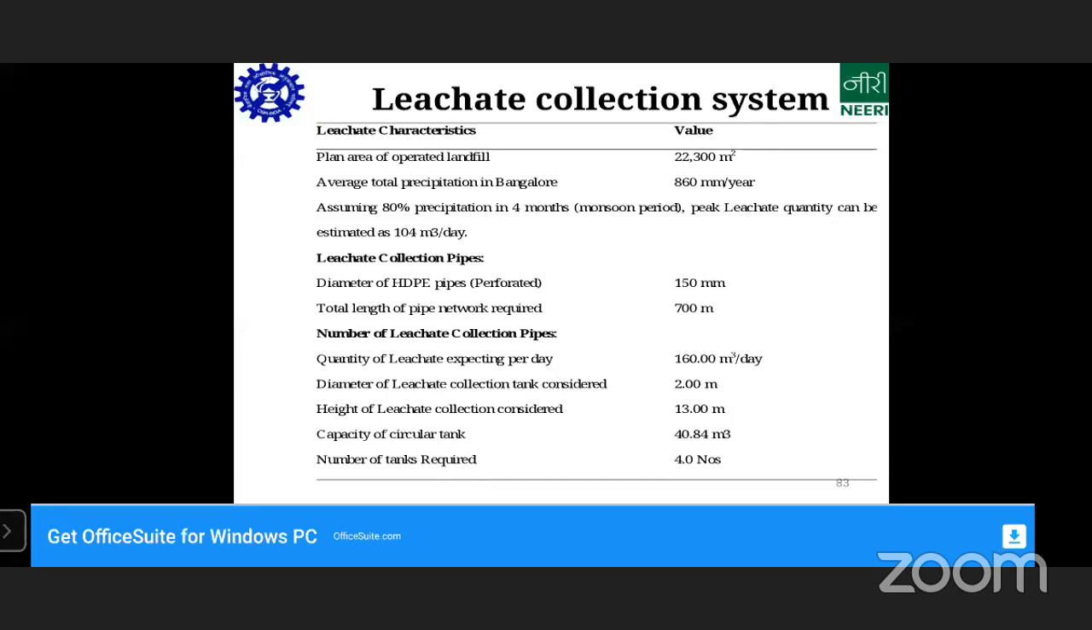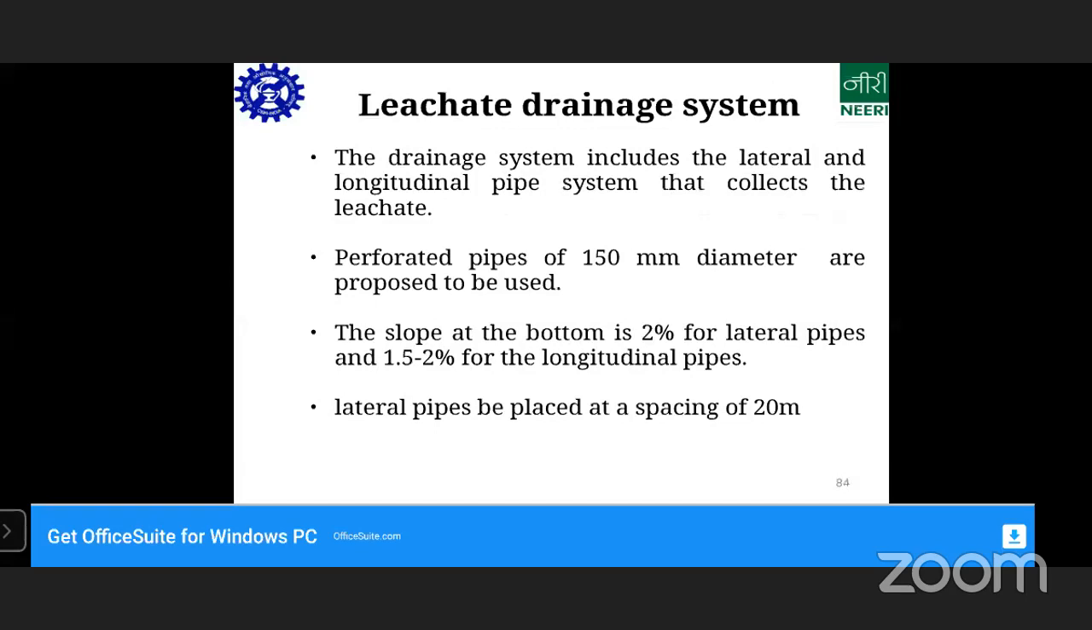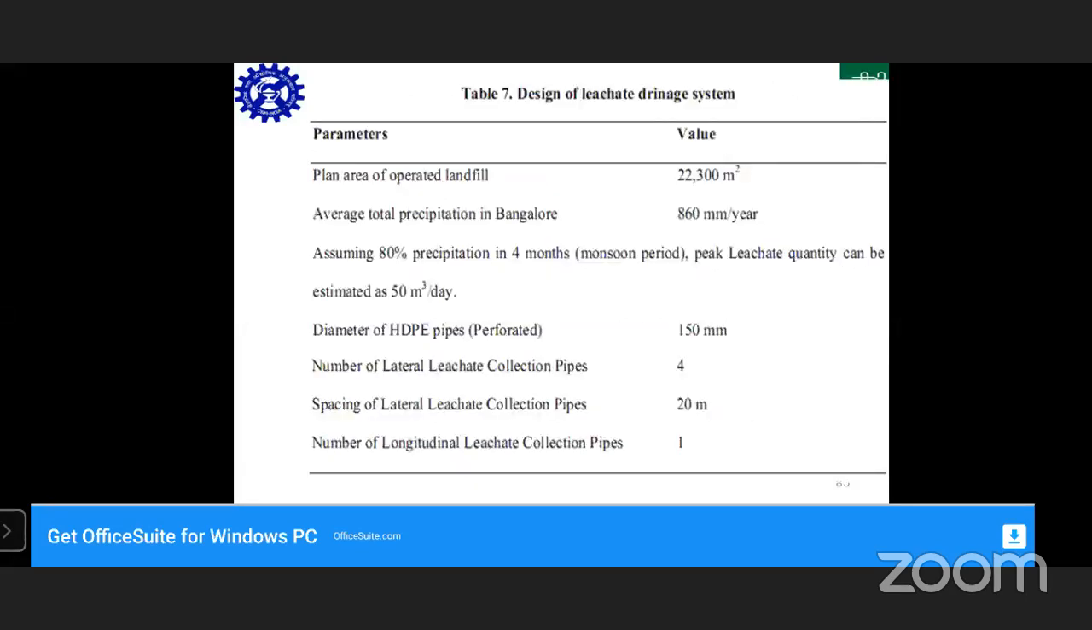You have to design a leachate collection tank according to that, and then you need to have your pipes and other connection pipes accordingly. Here we are considering something like a 150 diameter perforated pipe. I'll show you the figure. The parameters considered are the total area of the landfill and the average precipitation in Bangalore, and then how it is calculated. The spacing between the leachate collection pipes is 20 meters.